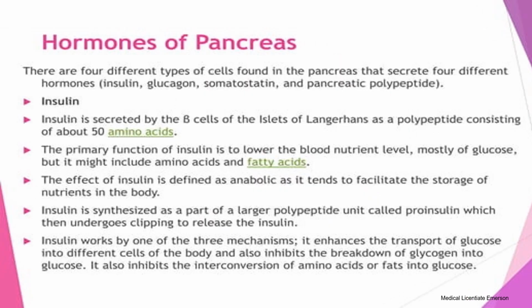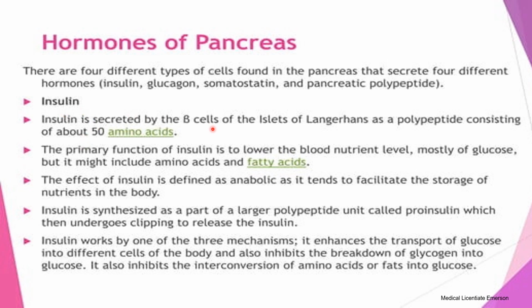So then let's now look at the hormones. So the hormones now, those same hormones which are produced by those 4 cells. The 4 different types of cells found in the pancreas secrete 4 different hormones: insulin, glucagon, somatostatin, and pancreatic polypeptide. So first things first, insulin.